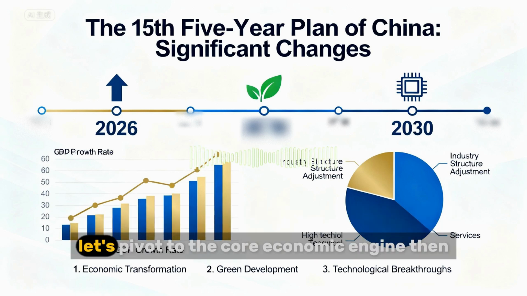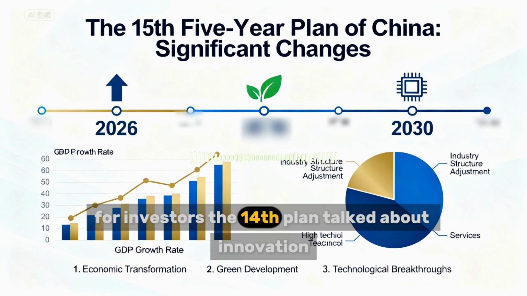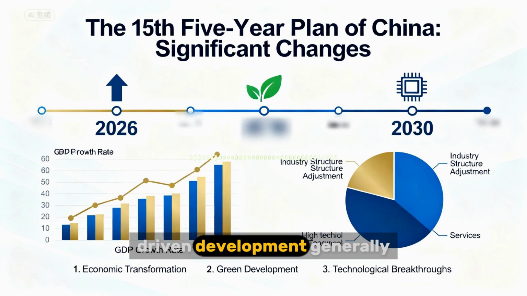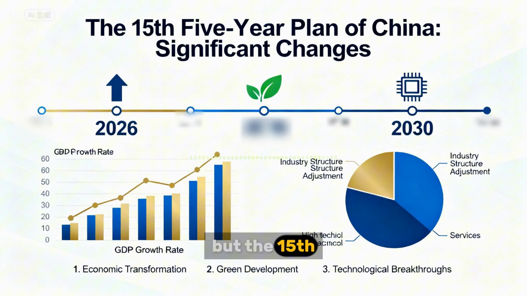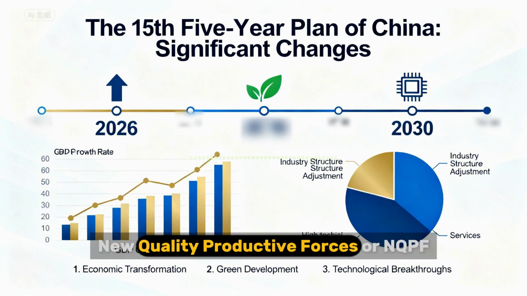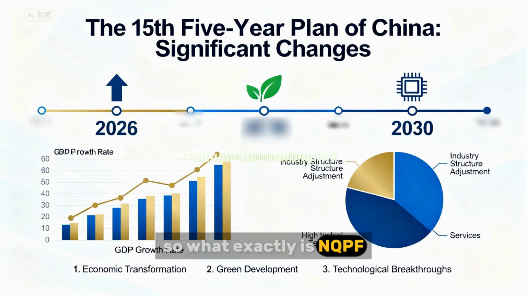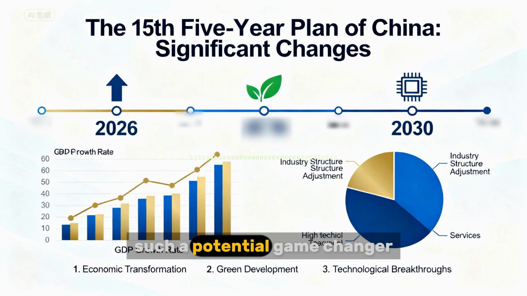Okay, that makes sense. Let's pivot to the core economic engine then, because this seems like the most explicit change for investors. The 14th plan talked about innovation-driven development generally, but the 15th really elevates this idea of new quality productive forces, or NQPF. So what exactly is NQPF, and why is giving it top billing such a potential game changer?